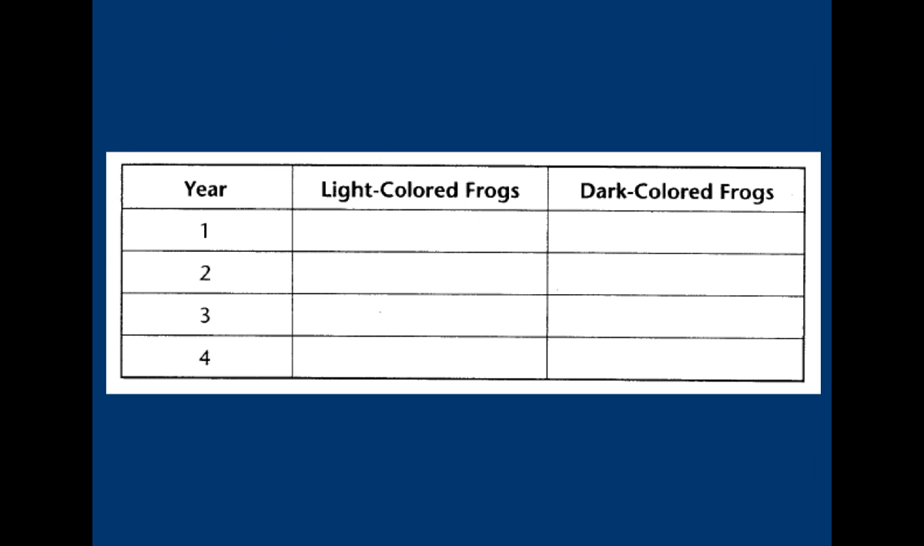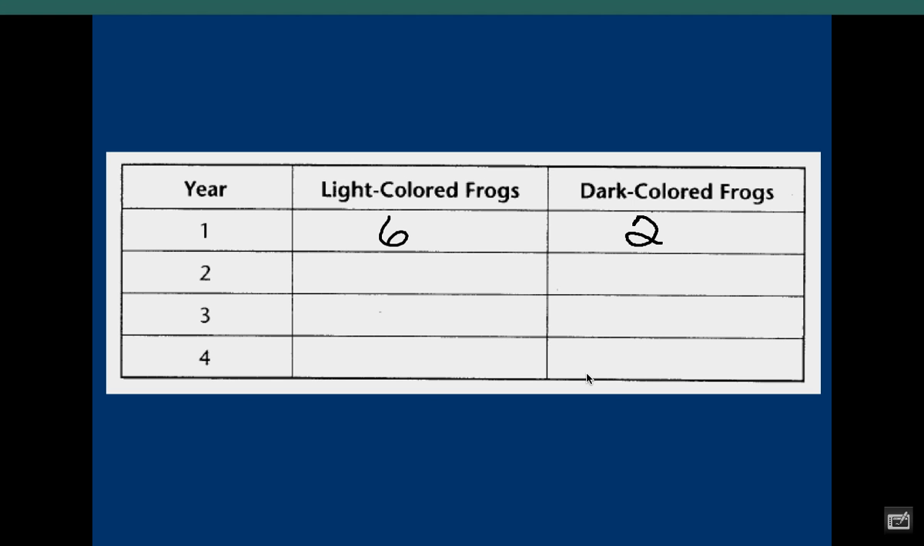So let's complete the table. All we have to really do is count, which is kind of nice. In year one, we had 6 light-colored frogs and 2 dark-colored frogs. In year 2, we had 4 and 4. In year 3, we had 2 and 6. And in year 4, we had 0 and 8. Now, I will tell you that usually the one allele doesn't completely go away. It may decrease in its amount, but you can't completely eliminate a trait from a population, especially in such a short amount of time.